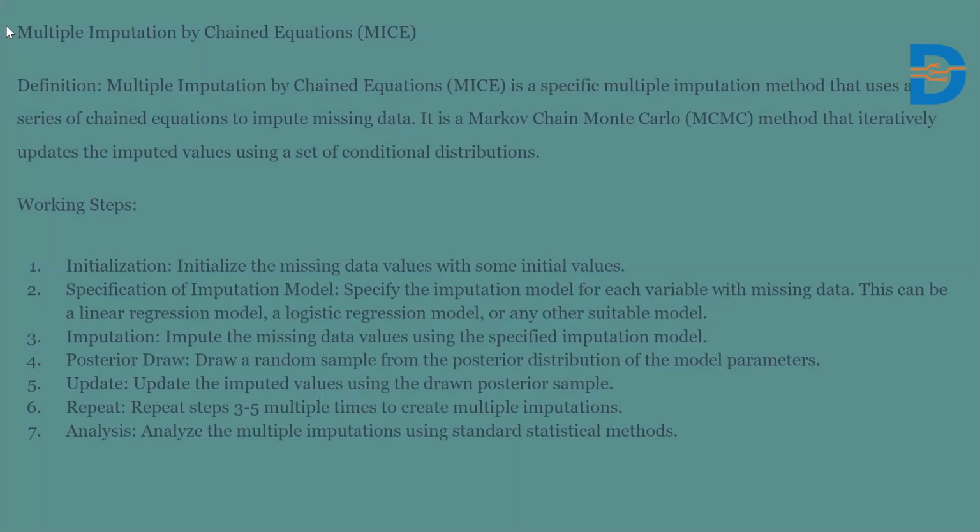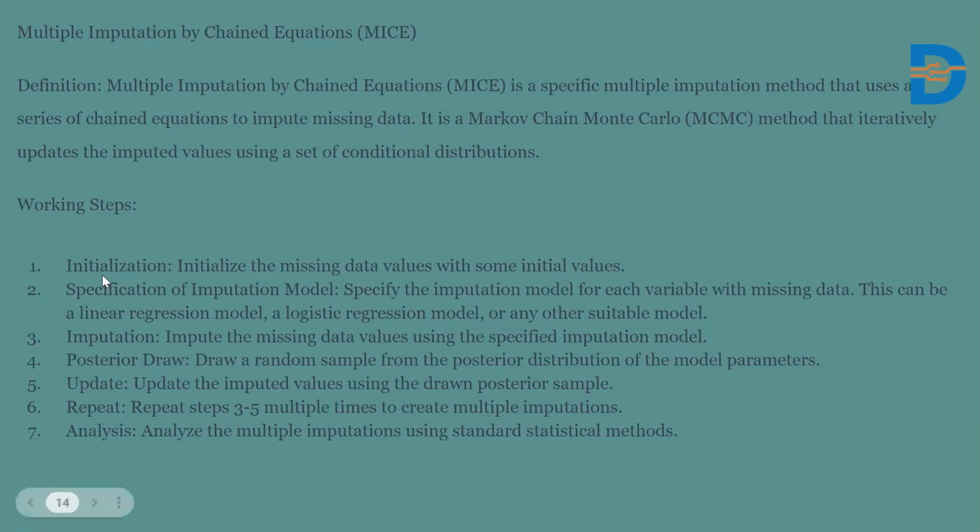So one of the multiple imputation methods we'll be seeing today is MICE. So what does MICE stand for? Multiple imputation by chained equations. It is a specific multiple imputation method that uses a series of chained equations to impute missing data. It is a Markov chain Monte Carlo method, and it iteratively updates the imputed values using a set of conditional distributions.